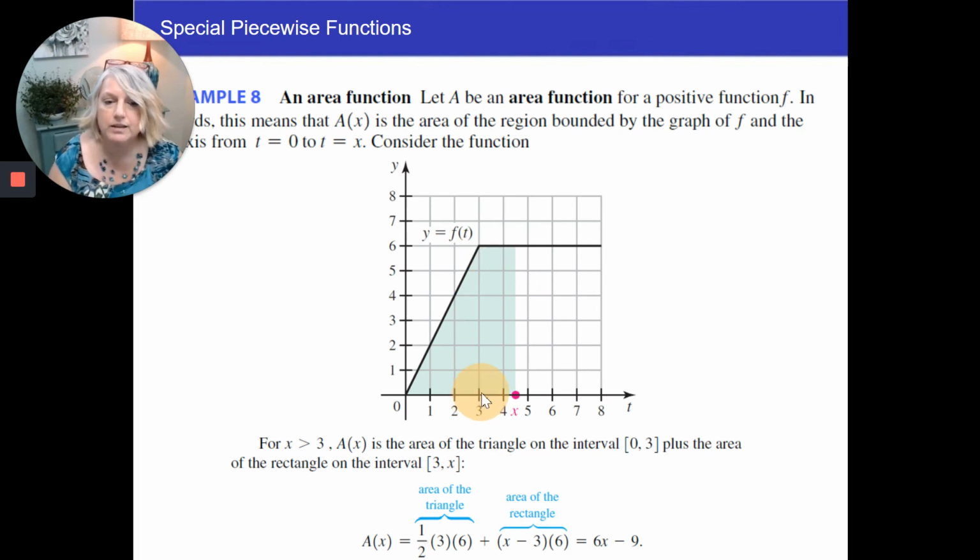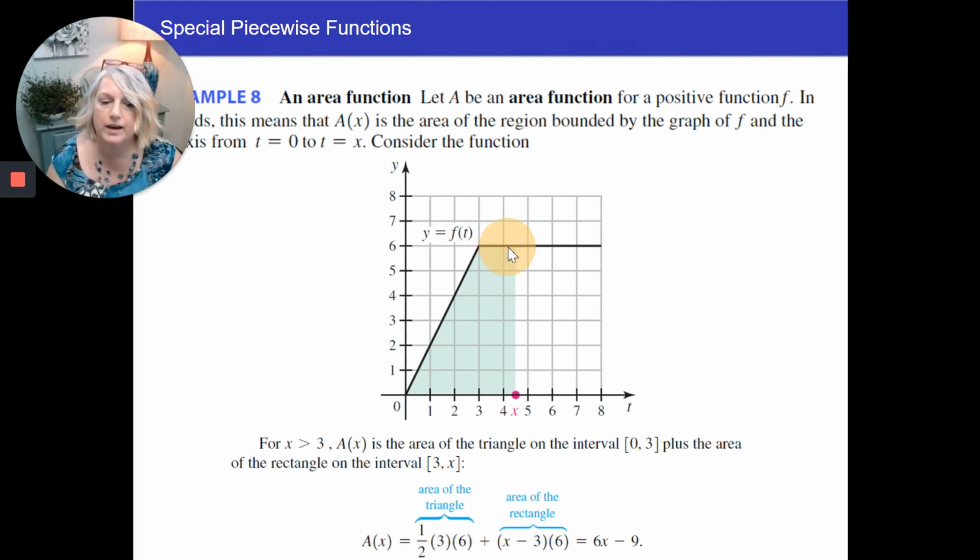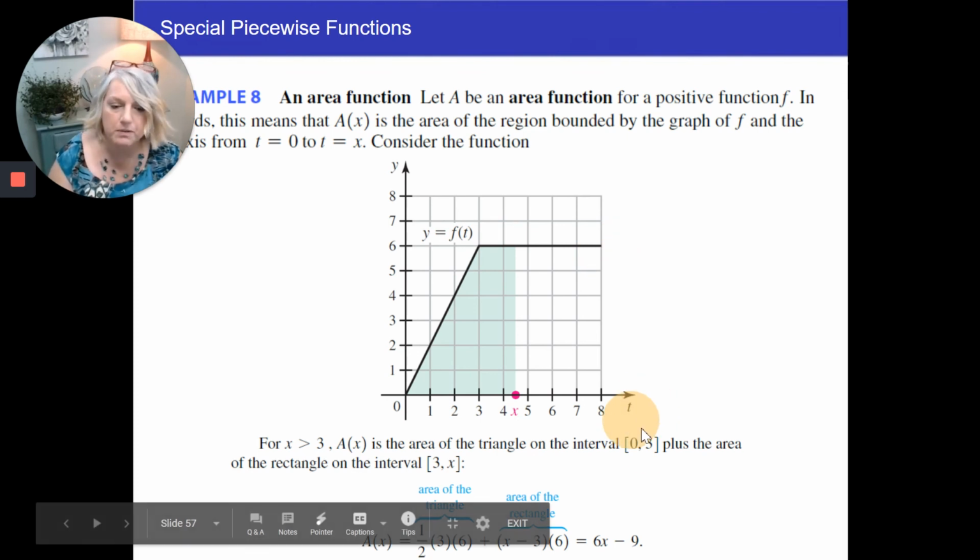And the area of the rectangle, because we're not picking x, would have a width from 3 to x. And remember, distance between numbers is the second one minus the first one. So that's where the x minus 3 comes in. Then the height would again be the y value of the function evaluated at x, or f of x. And remember that f of x, because that's a constant function, is 6. That's where that 6 comes from. Then we simplified it all down and got 6x minus 9.